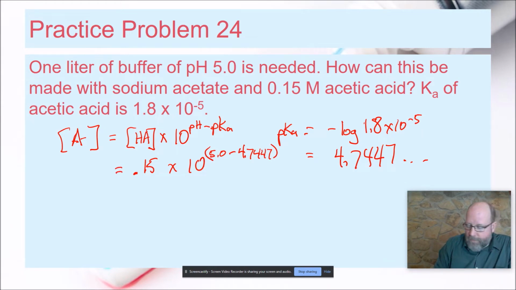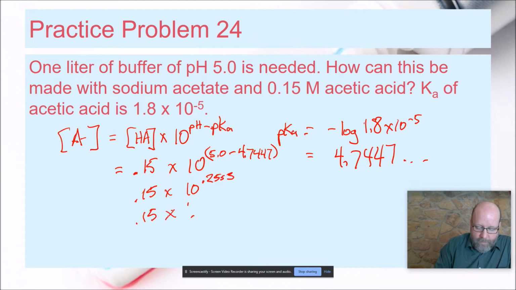So we punch all this into the calculator. I'll go ahead and keep going step by step since I have that done already. 10 to the 0.2553 roughly. So that makes it 0.15 times 1.800-ish, which gives us about 0.27 molar. Let me erase that.